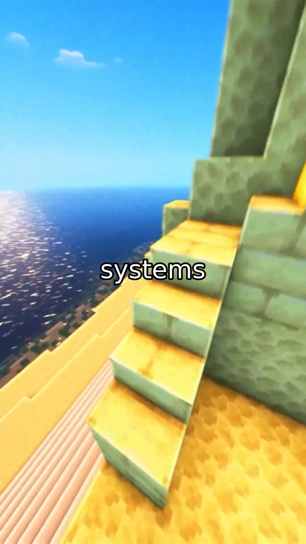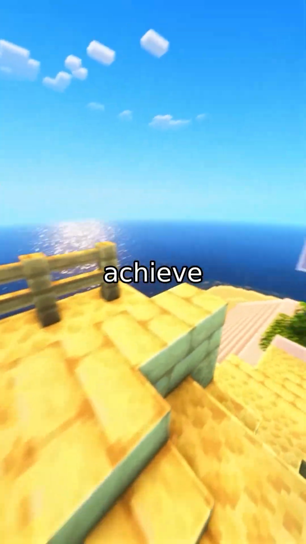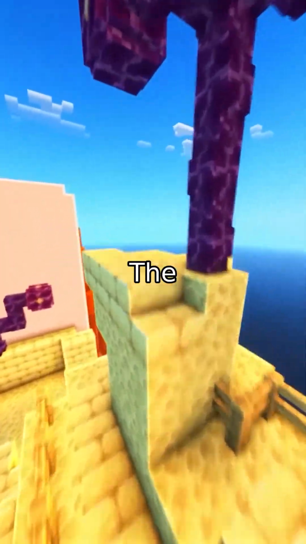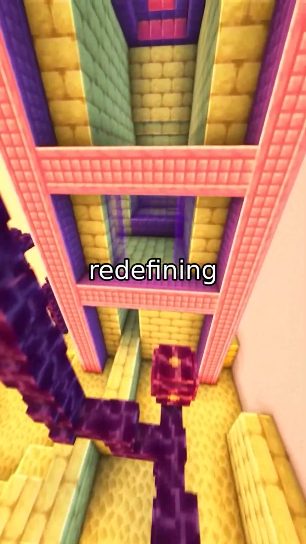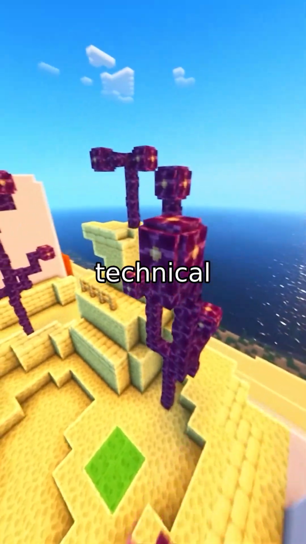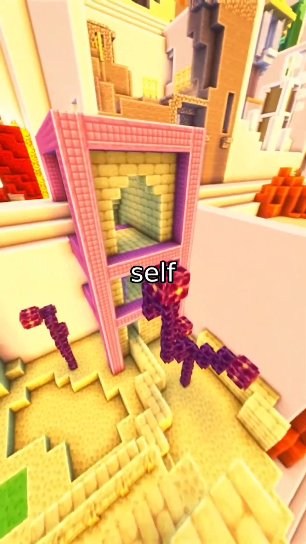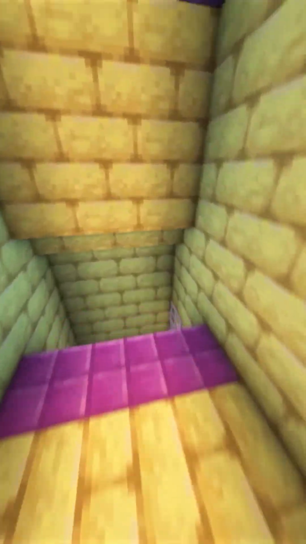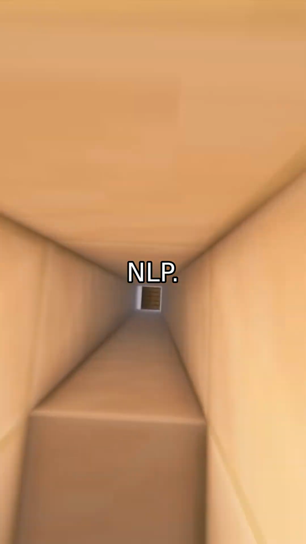Ever wondered how AI systems like GPT or BERT achieve such human-like understanding? The answer lies in a revolutionary architecture that's redefining machine learning: the transformer. Today, we're diving deep into the technical heart of transformers, exploring their self-attention mechanisms, positional encoding, and why they've become the backbone of modern NLP.